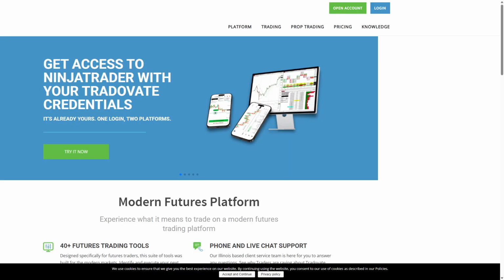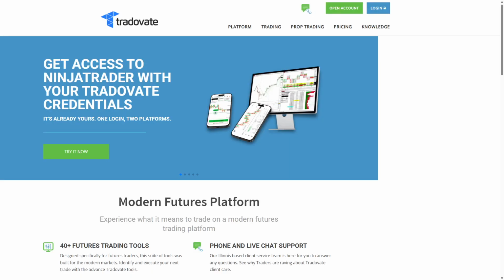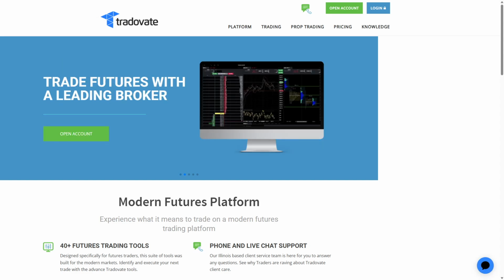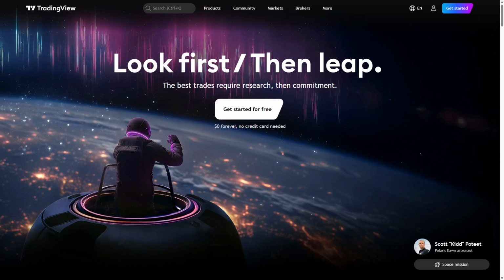TradingView and Tradovate are two leading futures trading platforms. TradingView excels with advanced charting and social features, while Tradovate focuses on streamlined futures execution and brokerage services. The core difference lies in TradingView's analysis tools versus Tradovate's trading infrastructure.